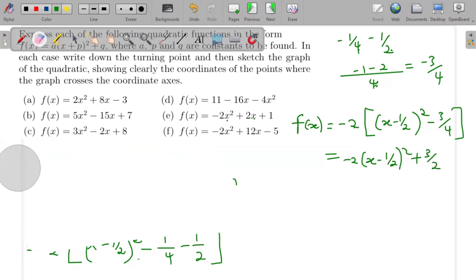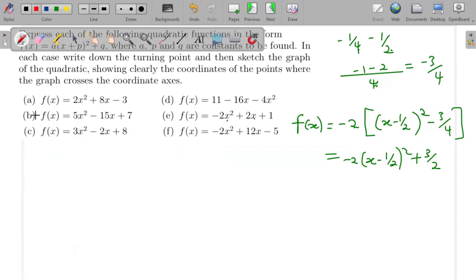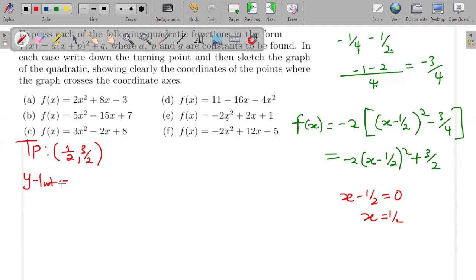Okay, so from the completed square form, I can get my turning point. So for the turning point, I equate whatever is in the brackets to 0 to find the x-coordinate of the turning point. So it's half, and then the y-coordinate of the turning point is whatever we have there. So it will be half, and then 3 over 2. Okay, and then what else? The y-intercept. We just get it from the question here, which is just 1.